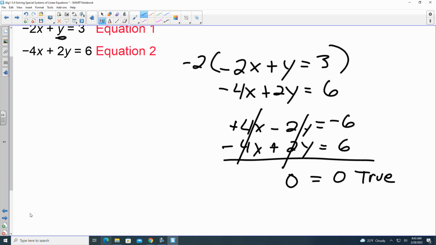Once every variable is eliminated in an equation by combining the like terms, and I can say that both sides are true, this is a situation where I have the same line, where my result is going to be infinitely many solutions.